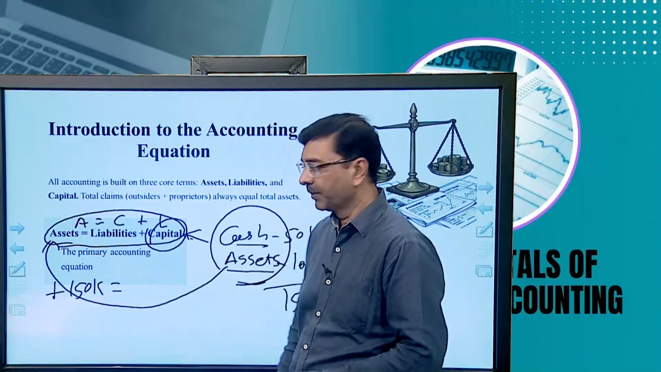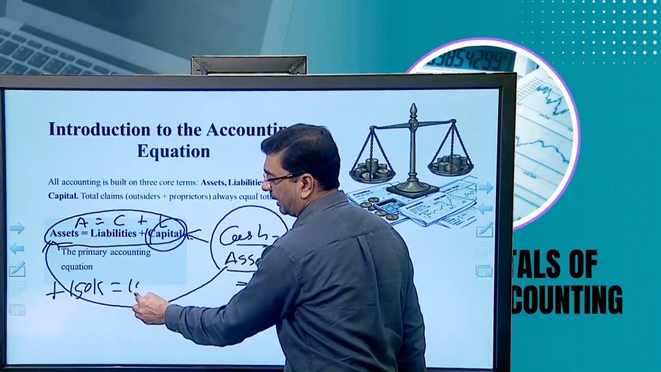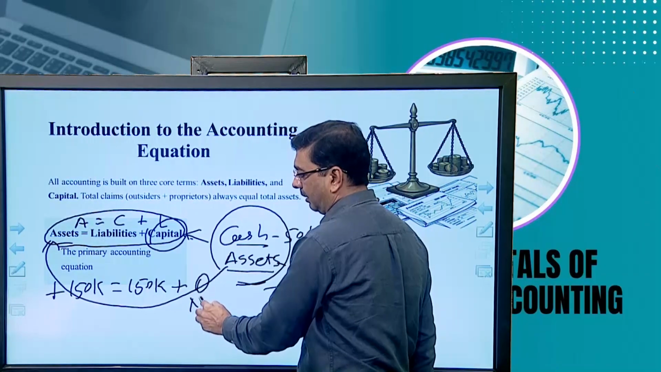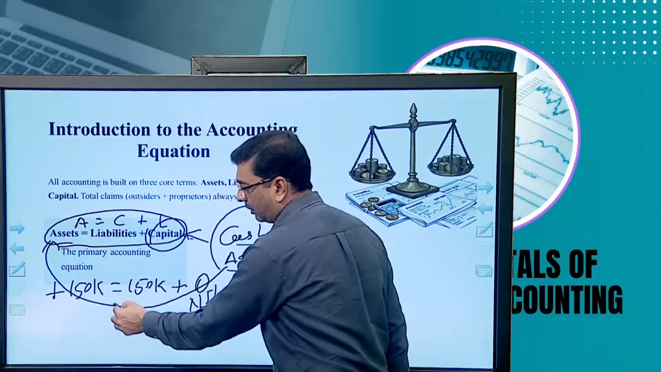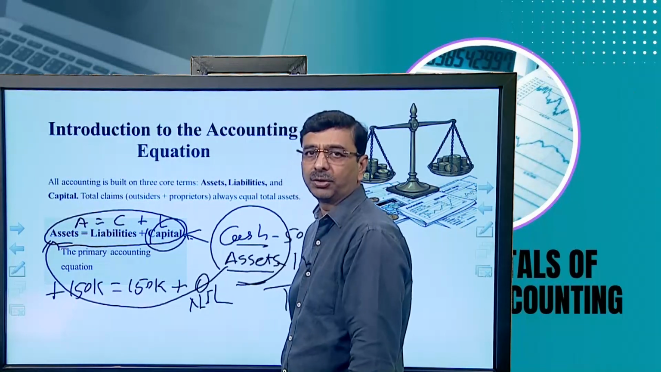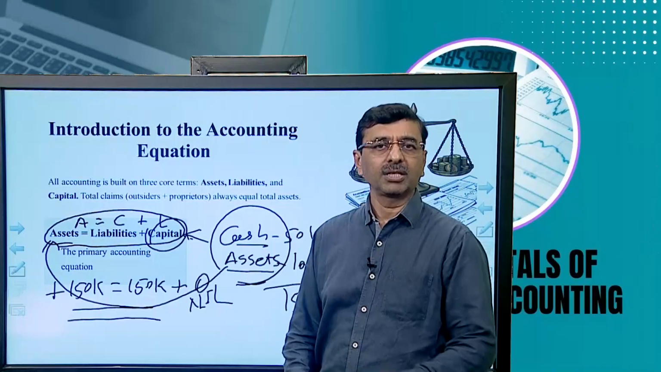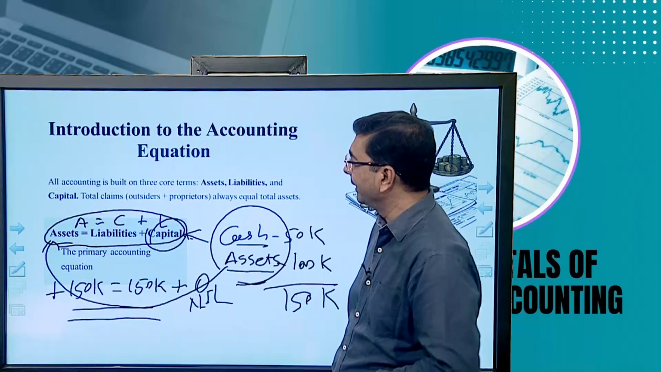150,000. What would be the capital? Again 150,000. What is the liability? Zero, nil. So as I mentioned, the equal amount of both sides should tally. So this is what the accounting equation actually implies practically.